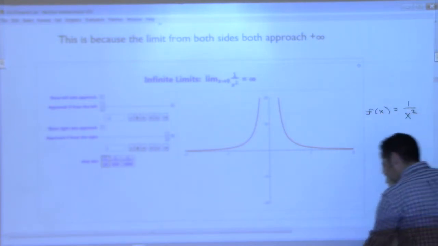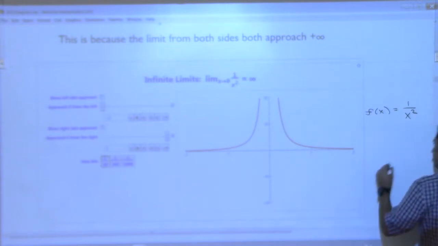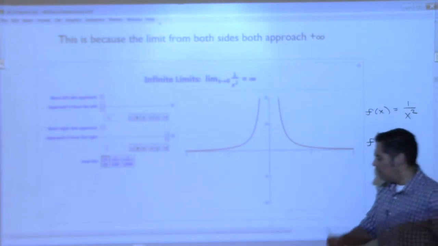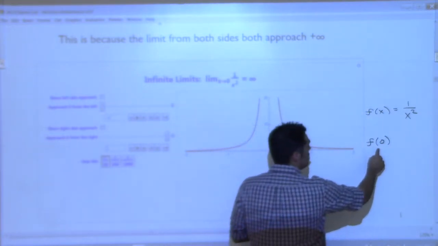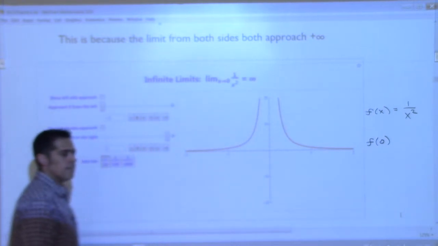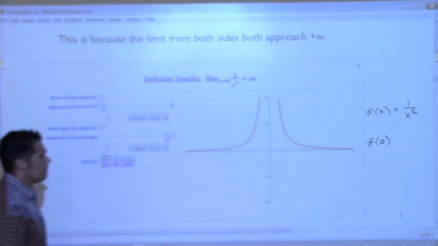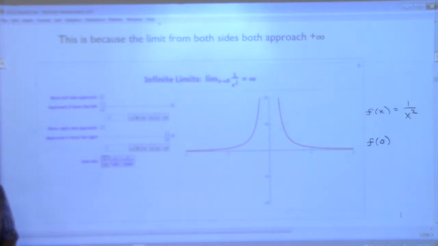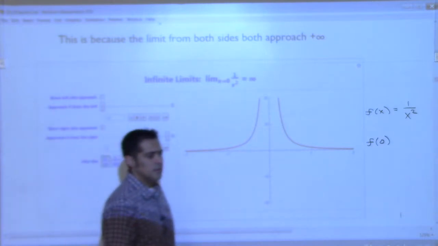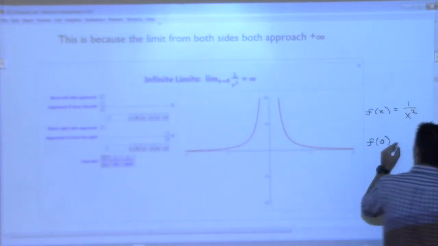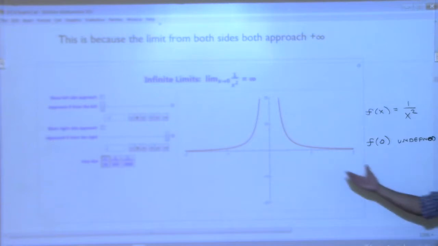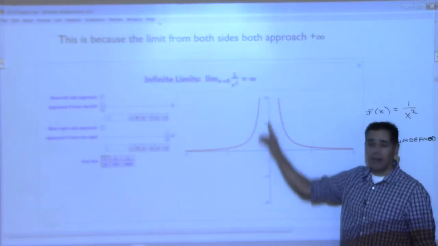Now, if I ask Aaron, if I ask you what f of 0 is here, what would you tell me? If I ask you to plug 0 into this function, what would you say? Undefined, right? So this will be undefined. And we can see in the graph that at 0 you don't have anything, right?